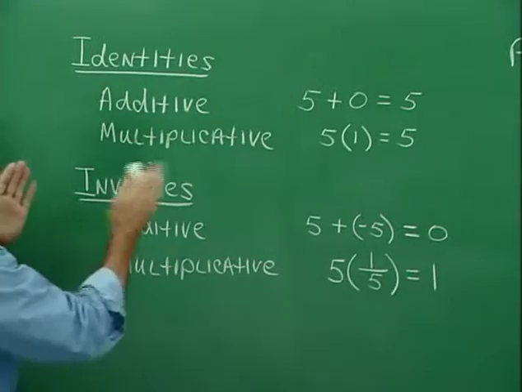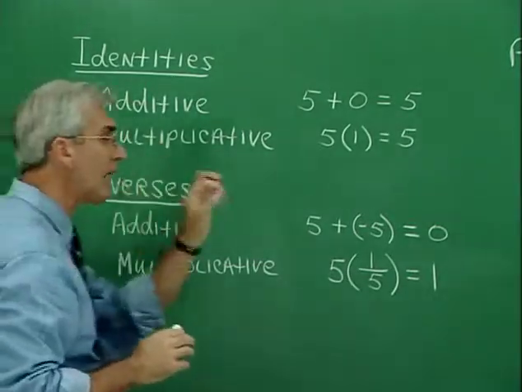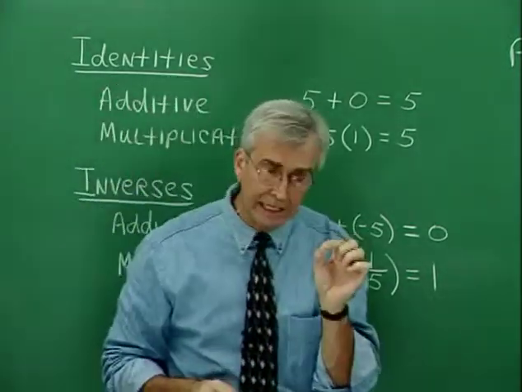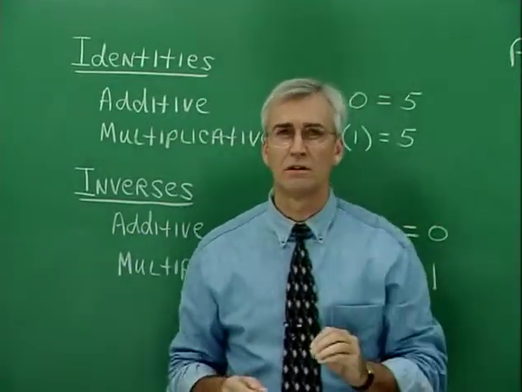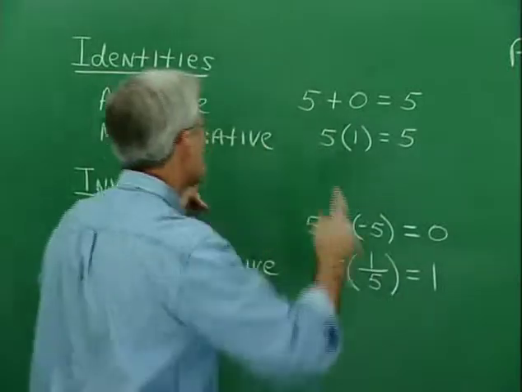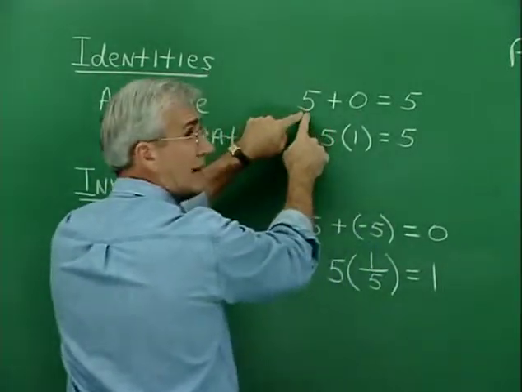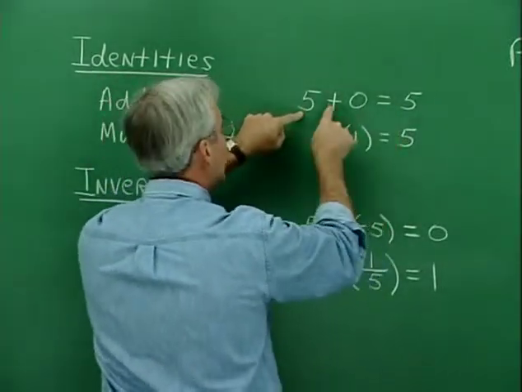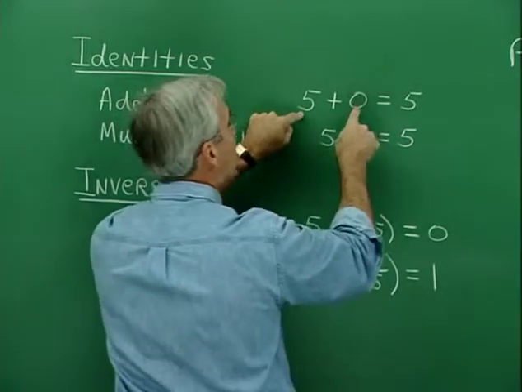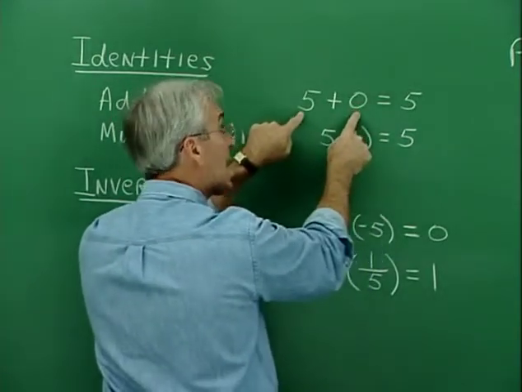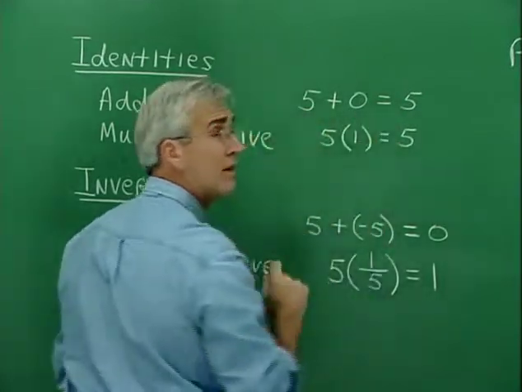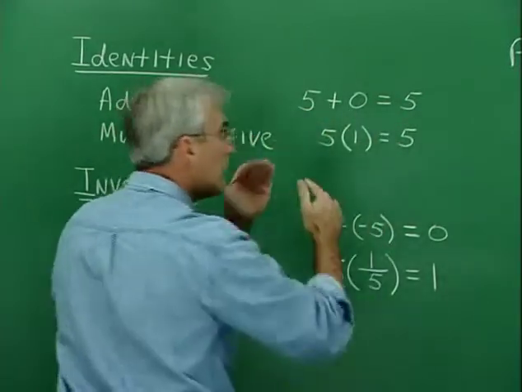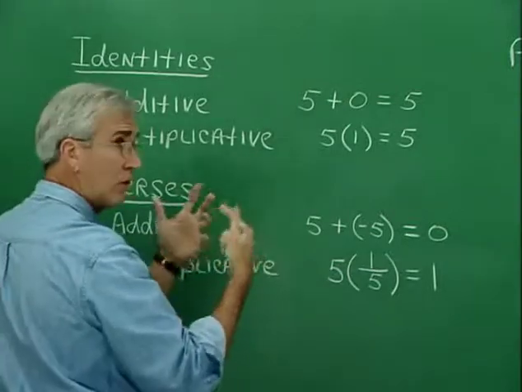Now, the whole idea with identities is maintaining the identity of some real number under an operation. Here's how it works. We start with a real number like 5. We perform this operation of addition using this additive identity element, and we maintain the identity of the element that we started with. In a similar way, the multiplicative identity works like this.